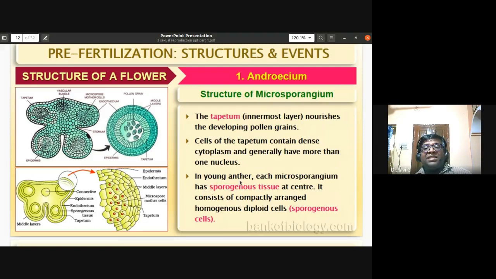In young anther, each microsporangium has sporogenous tissue at center. It consists of compactly arranged homogeneous diploid cells.